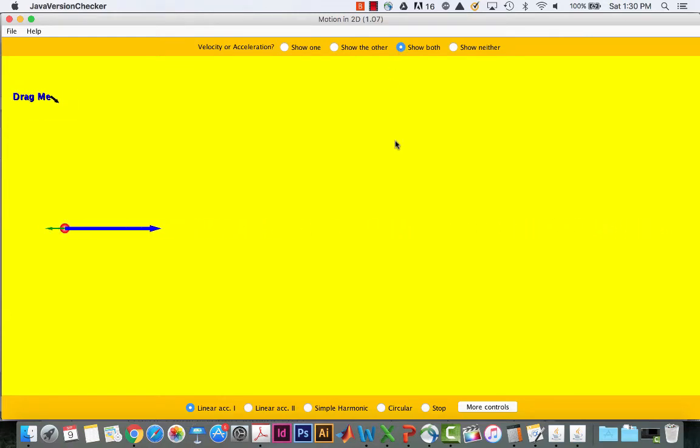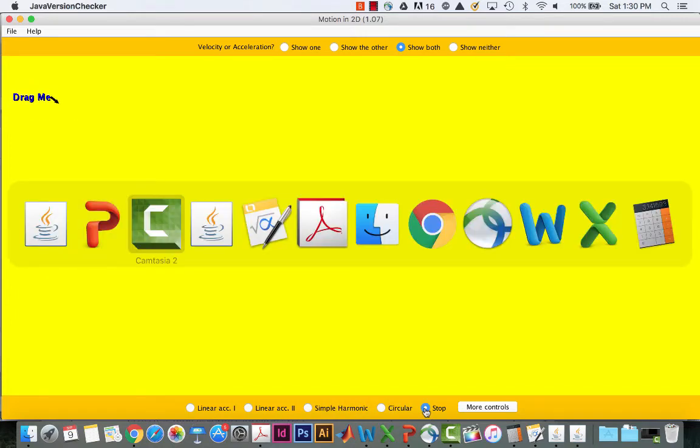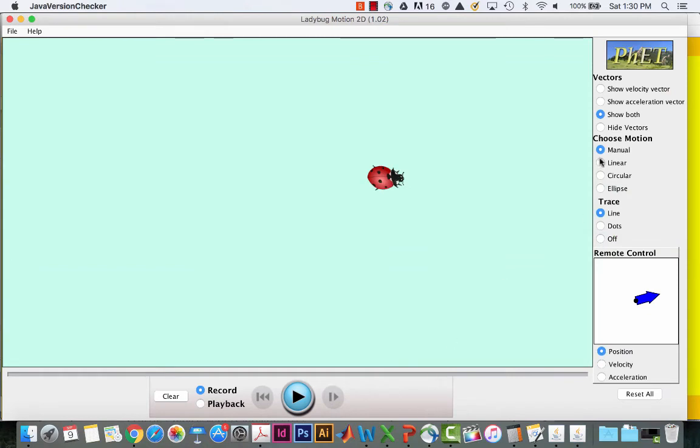The other PhET is pretty similar. It also gives you a bunch of options, including linear motion. This one just shows the velocity, and we can see this little ladybug slowly moving across the screen, and then it's going to turn around. There's no acceleration vector. There it is. So that was the turning around. The acceleration vector suddenly popped up, and you can see different kinds of motion.